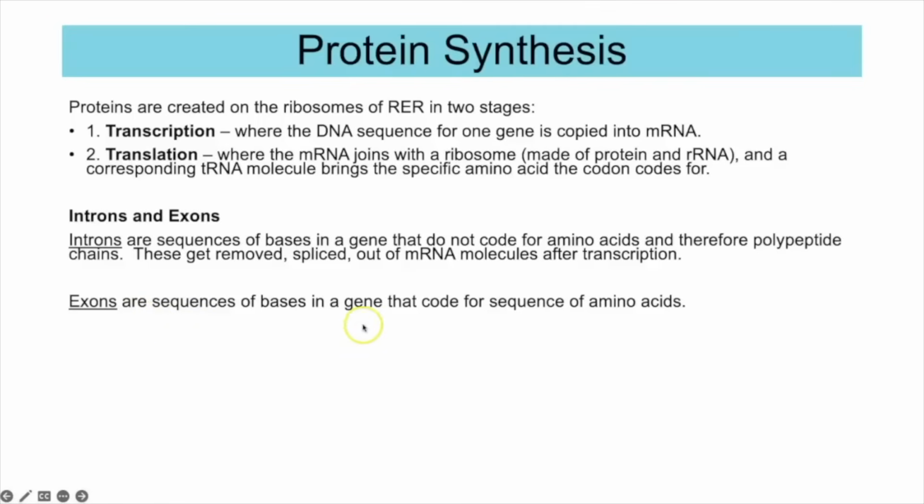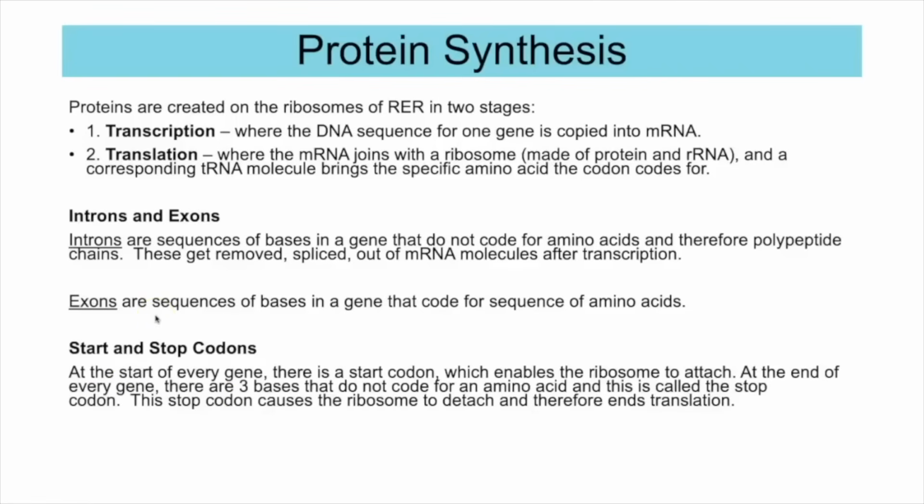Exons are sequences of bases in a gene that do code for sequences of amino acids. So those are the coding sections on your mRNA. Then we have start and stop codons. And at the start of every gene, there is a start codon, meaning 3 bases. And those bases enable the ribosome to attach to the mRNA sequence, and that initiates translation.